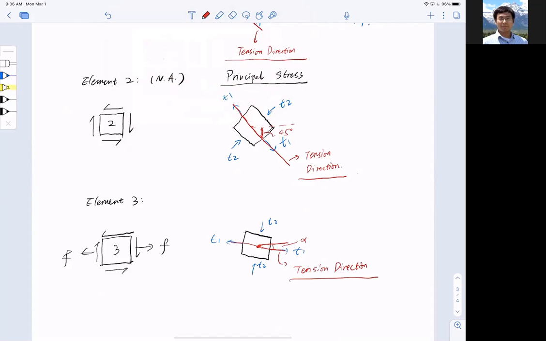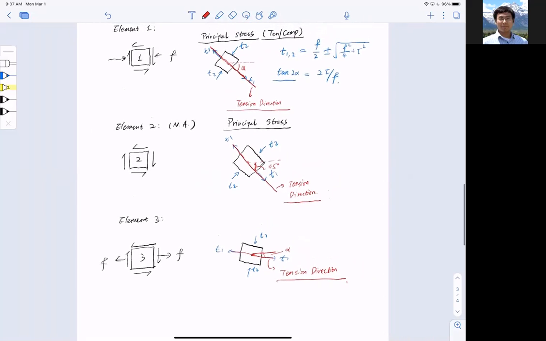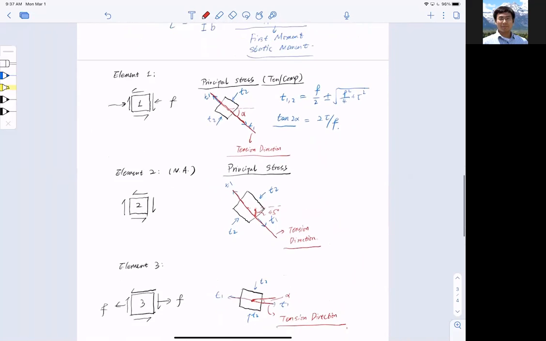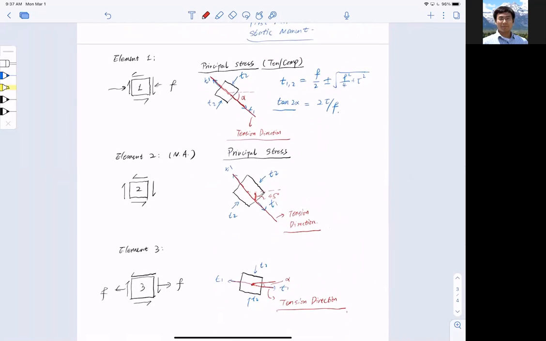At this point, I must have confused all of us already. I keep saying tension direction, tension direction. What are we trying to do? This is what we're trying to do. After all this exercise, I realized that all these elements have a major tension stress, a principal tensile stress, in this diagonal direction. All these tensile stresses are in the diagonal direction. And this is so-called diagonal tension, isn't it?